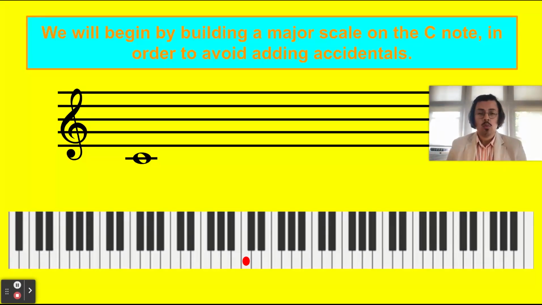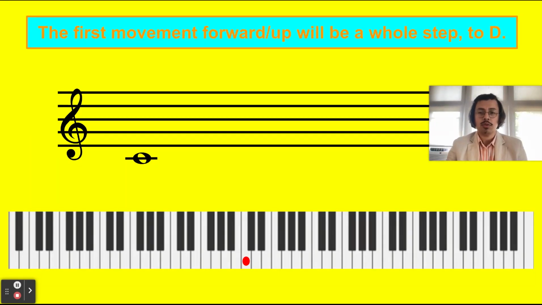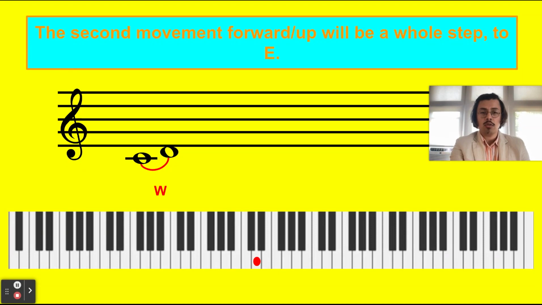So, we begin with C. What we're going to do is first move upwards one whole step. So we go up one half step, and another, and that's our first whole step from C to D. Next, we're going to move another whole step, right? So from D, half step, another half step, all the way to E. Now, what it looks like on the keyboard is we're just playing white keys starting from C.